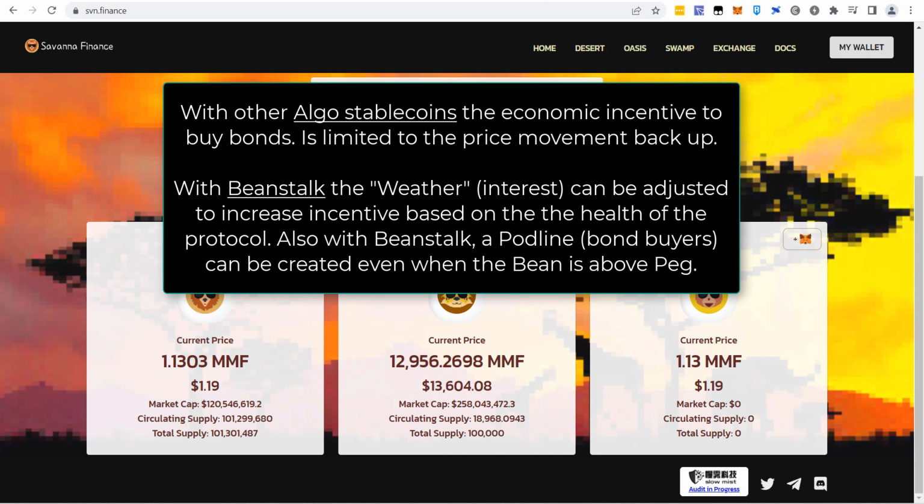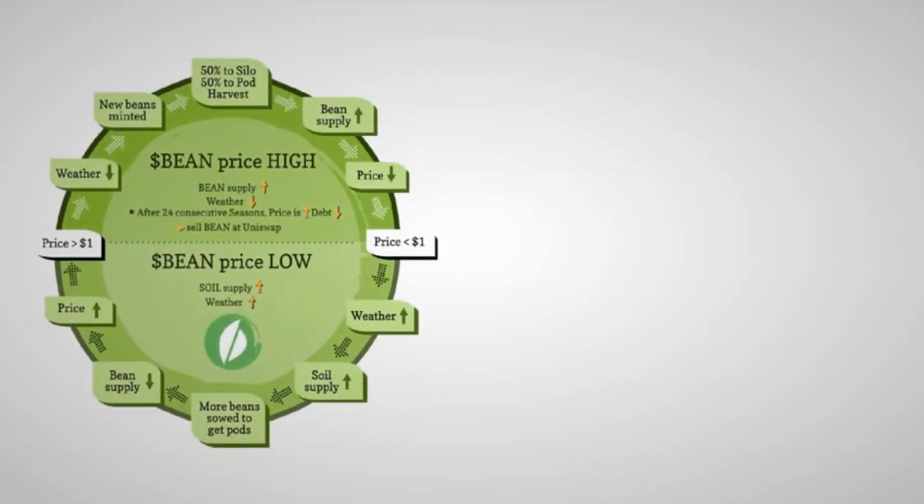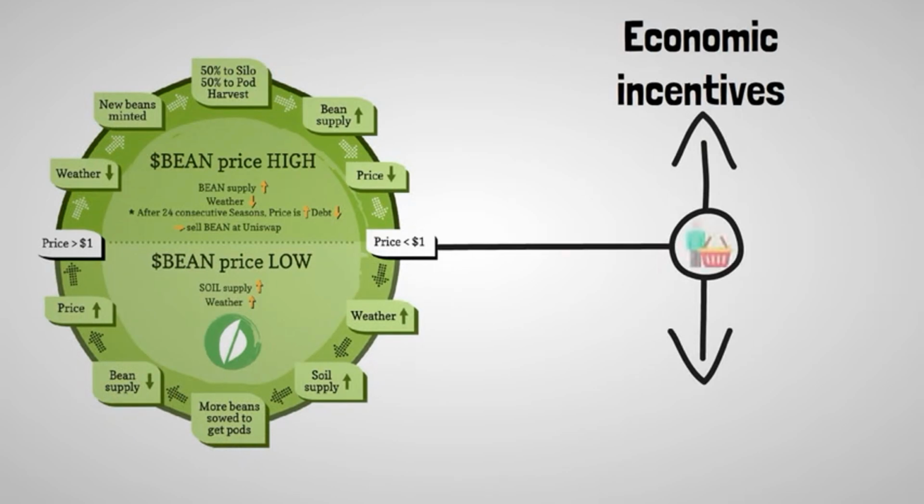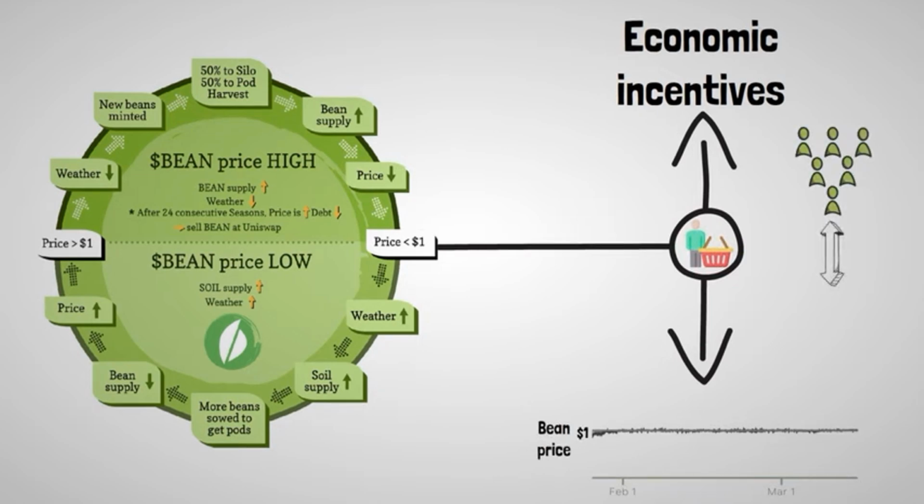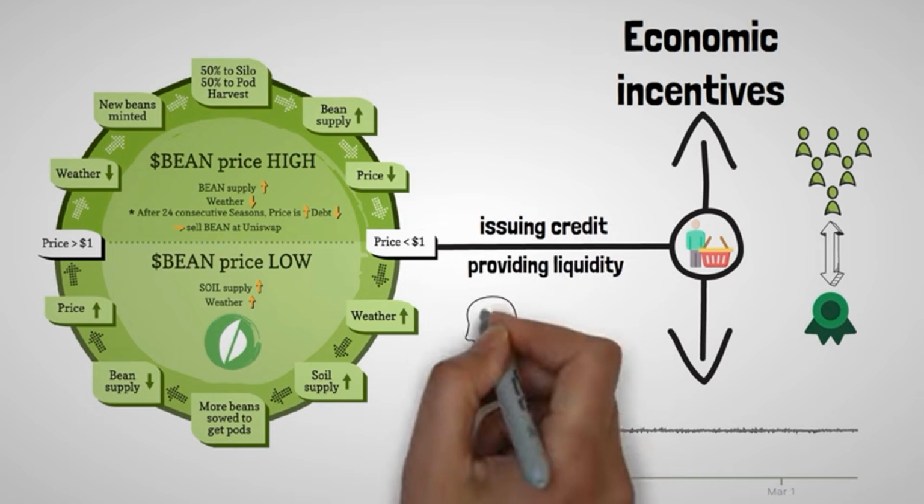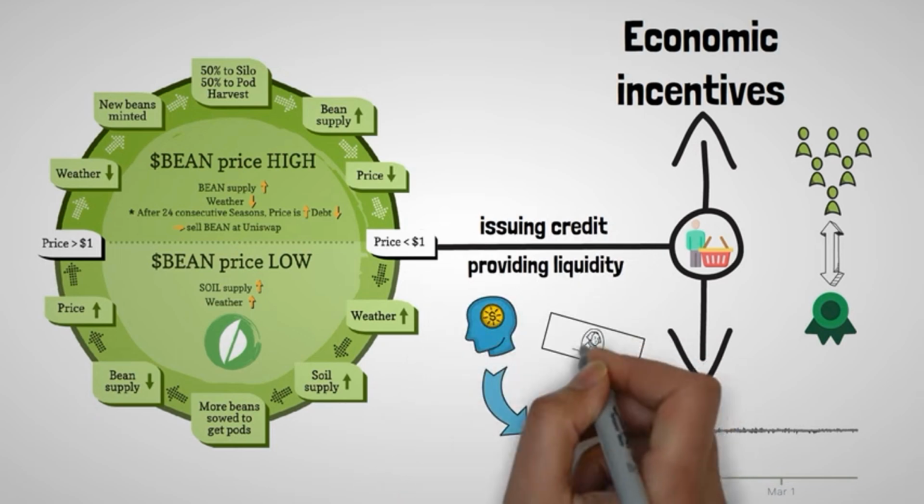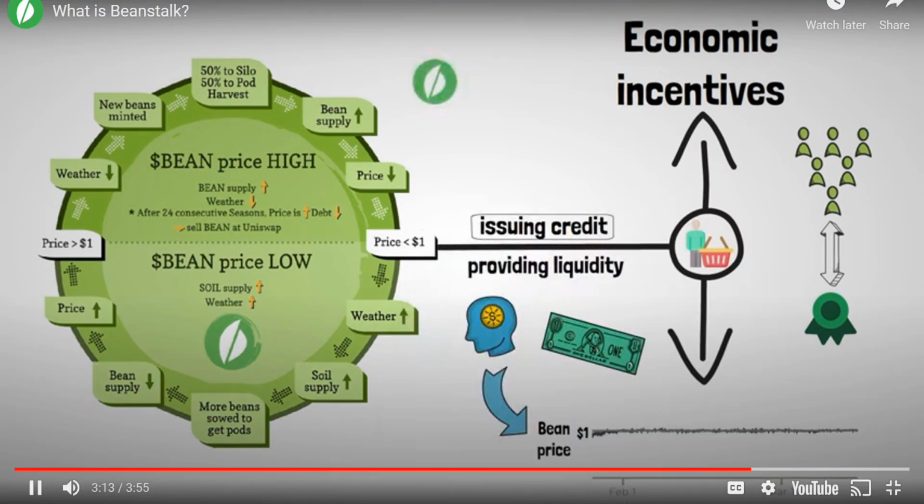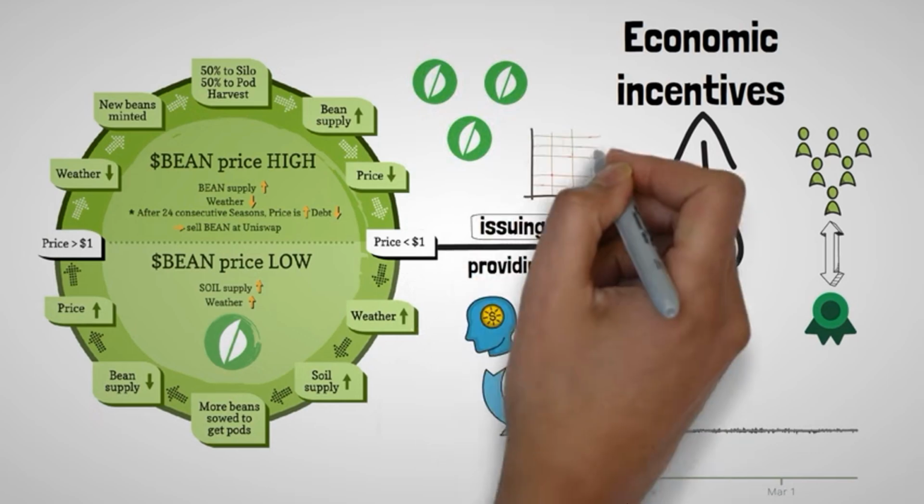So let's just take a look at this. Instead of using collateral, Beanstalk creates economic incentives to coordinate independent market participants to regularly cross the bean price above and below $1. Users of the protocol can receive rewards by helping to stabilize Bean's price through issuing credit to the protocol or providing liquidity. As long as Beanstalk is able to attract creditors, it can return the bean price to $1. By using credit instead of collateral, Beanstalk can issue enough beans to meet the ever-growing demand for stablecoins.